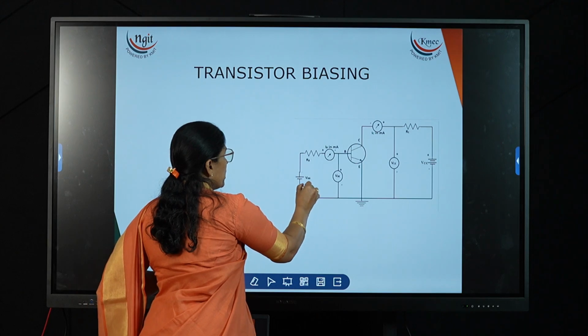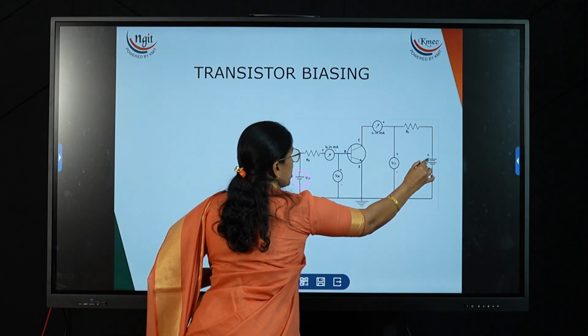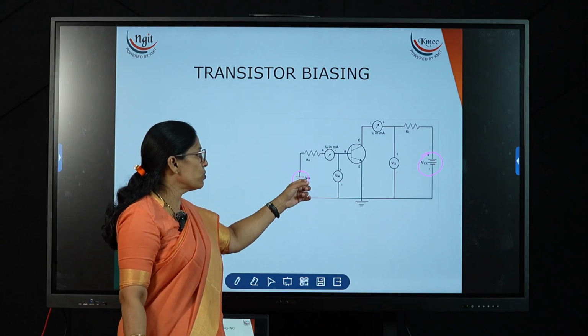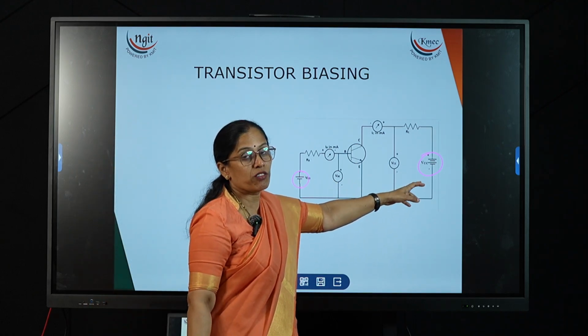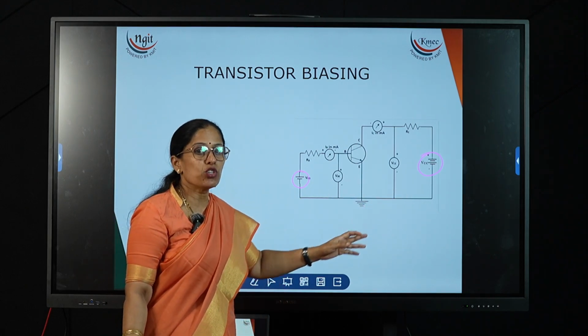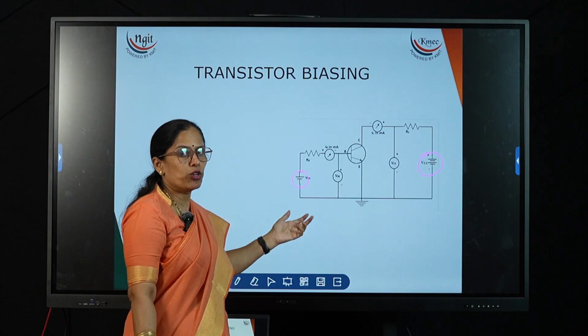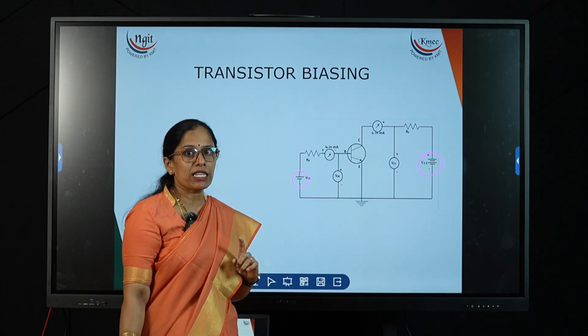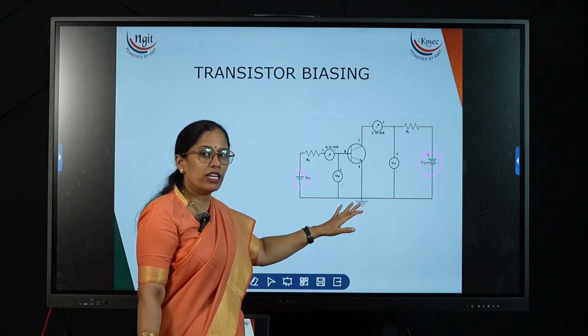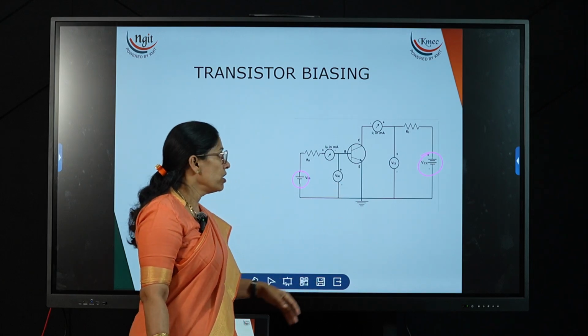Now here we are applying the positive supply. Here also we are applying one more positive supply. Here we are applying a very small voltage, and here we are applying a large voltage. So instead of purchasing two power supplies and connecting them at input and output, by using a single supply, we can redraw or reconstruct this diagram. How? Now I will show.